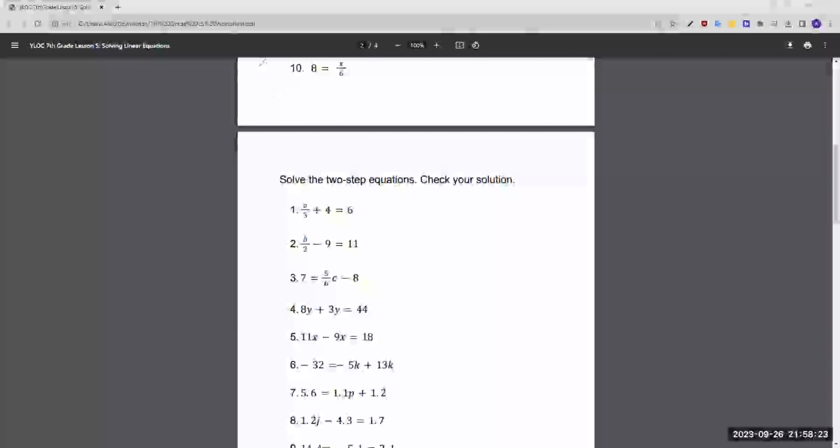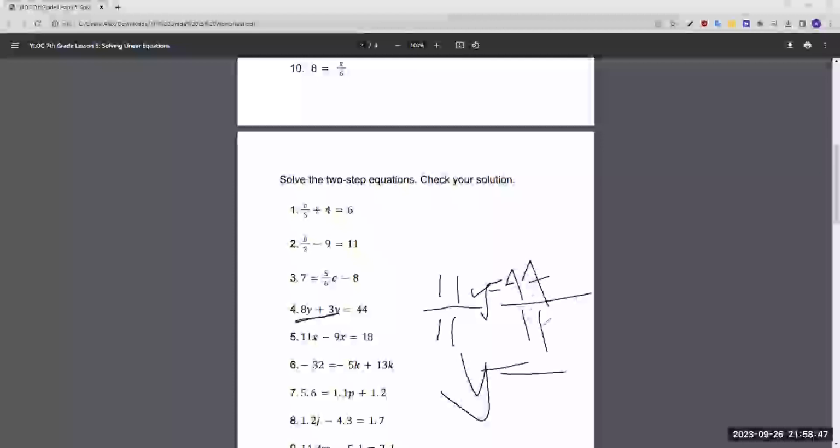Number 4, 8y plus 3y equals 44. Now we can just combine these because they're both the same term. So 8y plus 3y is 11y equals 44. And to get rid of this 11 here, we divide both sides by 11. Y equals 44 divided by 11, which is 4. Now let's plug 4 into all of our y's to check our solution.